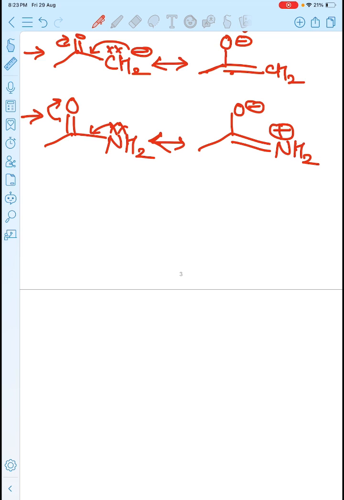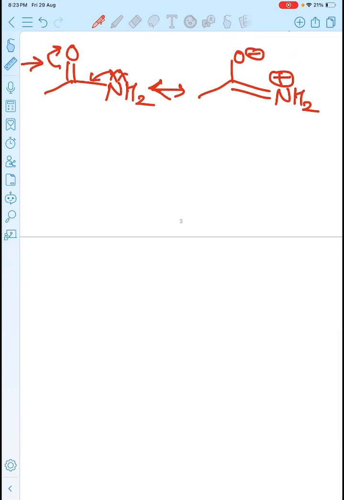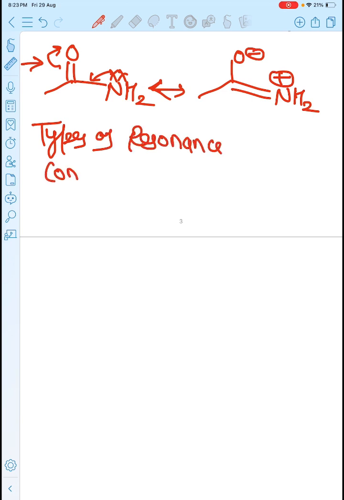Okay, so tomorrow we will study types of resonance, conditions to show resonance, and the stability.